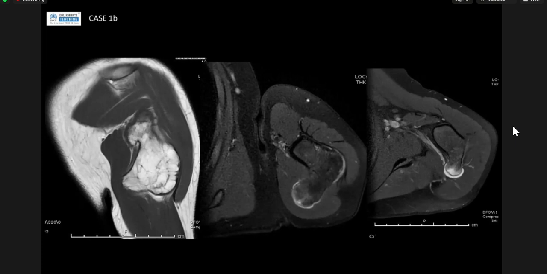On this T1 sagittal view, I see this is a bone. The cartilage cap on my T1 sequence is continuous, with no measurement on the image. On the STIR view, I see some high signal.